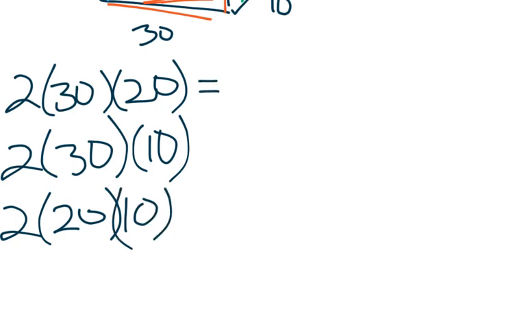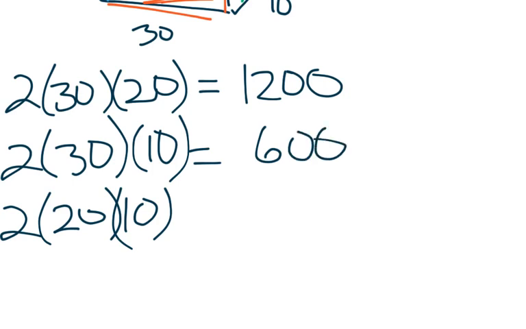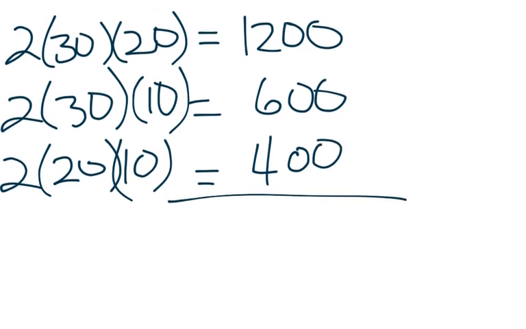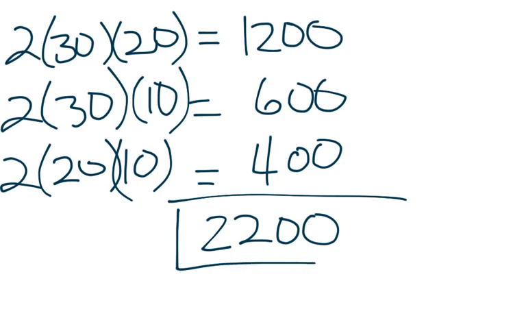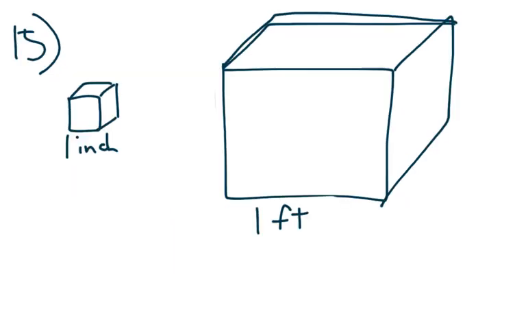So 30 times 20 is 600, times 2 is 1200. 30 times 10 is 300, times 2 is 600. 20 times 10 is 200, times 2 is 400. So these are the areas of all of the sides, and now we want to add it all up. So 6 plus 4 is 10. 10 plus 12 is 2200. So the surface area of this box is 2200.